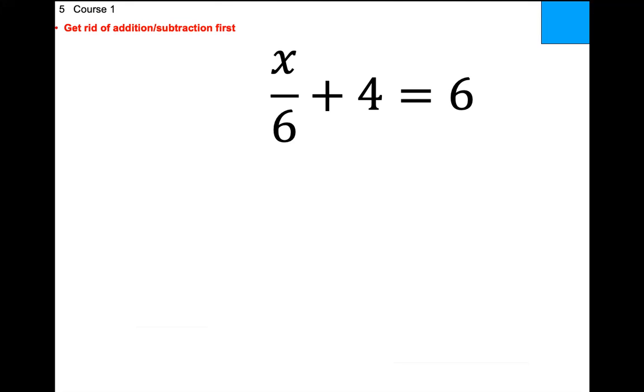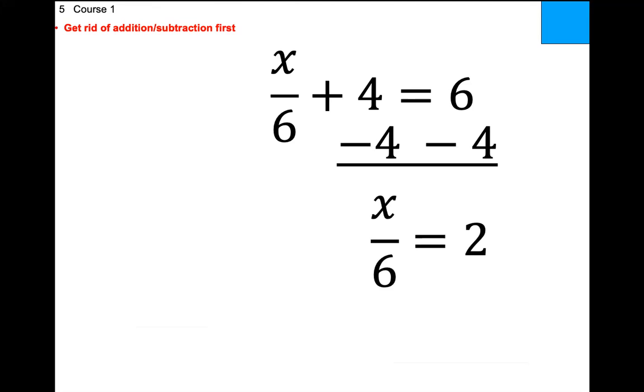All right, we're gonna get rid of the 4 first. How do you get rid of plus 4? Subtract 4 from both sides. 6 minus 4 is 2. How do we get rid of the 6? Divide both sides by 6 times 2. So therefore, x is equal to 12.